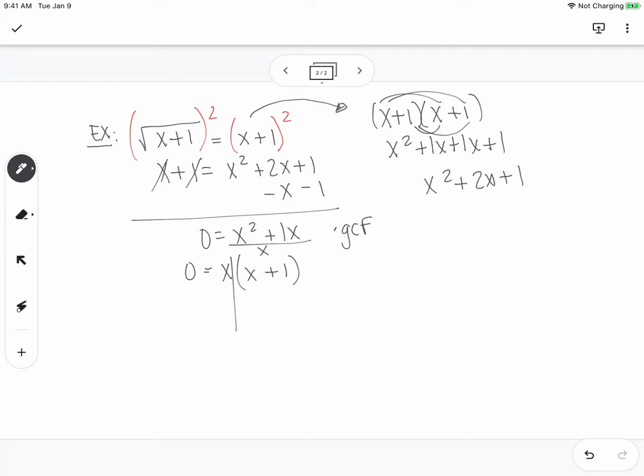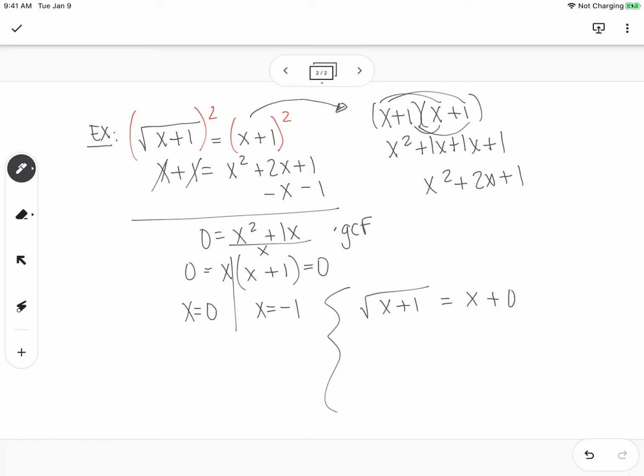Split, set equal to 0. And this is all solving quadratics. We talked about how to solve them by factoring in our previous unit. So I get x to be 0 and x to be negative 1. So we want to check these answers because maybe one works or maybe both work. So I'm going to plug it into my original problem and see if they work.